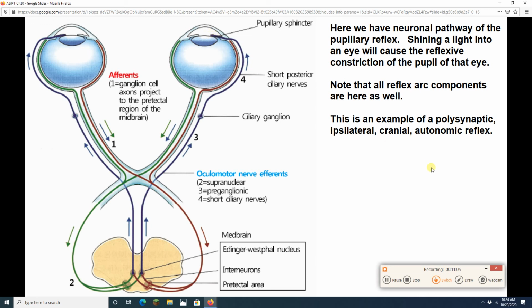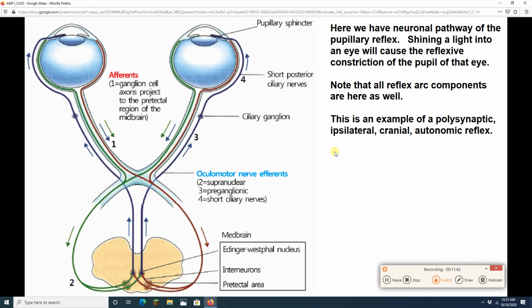So, this is an autonomic reflex because the muscle in the pupil is not a somatic muscle. It's not a skeletal muscle. It's a smooth muscle. You don't control it. It is under the control of autonomic nerves in your autonomic nervous system. So that makes this an autonomic reflex. It's a cranial reflex because our integration is happening in our brain. Now, when you shine a light into your right eye, it constricts. That's an ipsilateral reflex.